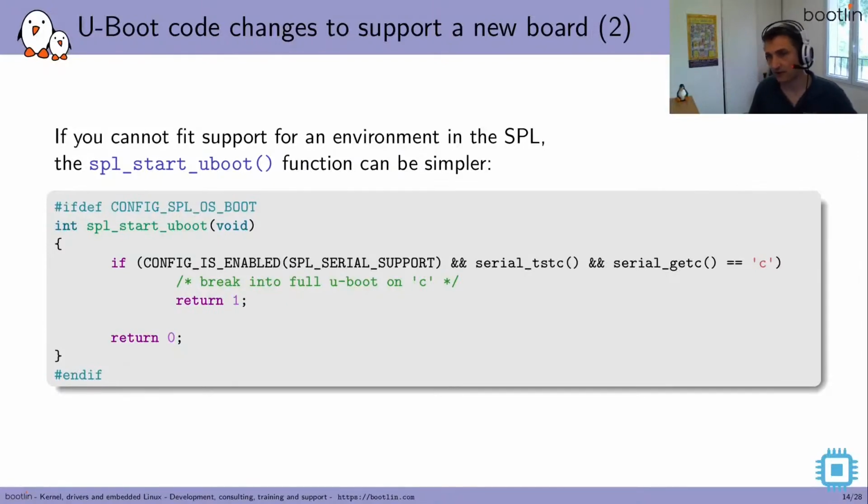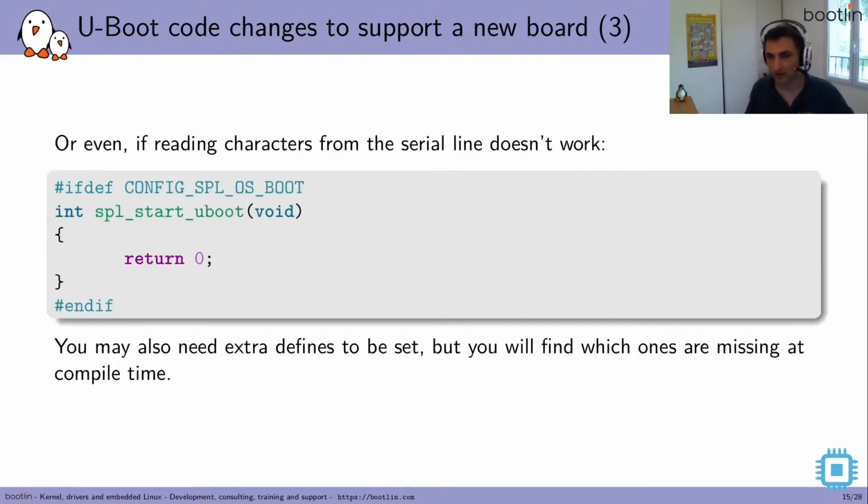In case you don't have enough space to fit the support for the environment in the SPL, you can make the spl_start_uboot function simpler and just test for the presence of a character on the serial line. Or even if reading characters from the serial line doesn't work, you can just have the function return 0, which will cause the SPL to directly load Linux. Actually, you may also need extra defines to be set, but you will find which ones are missing at compile time, as seen in the next slides.